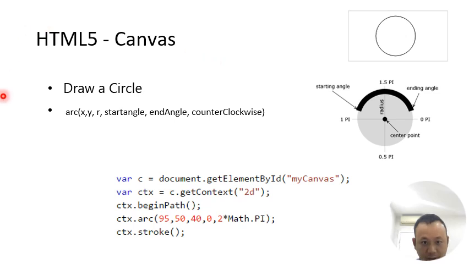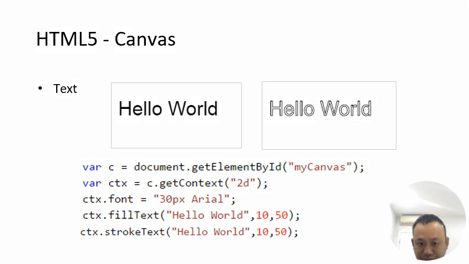And we also can draw a circle here, a circle like this. And we can also draw text and style the text. So we also have fillText. We also have strokeText. We also can form text like this.